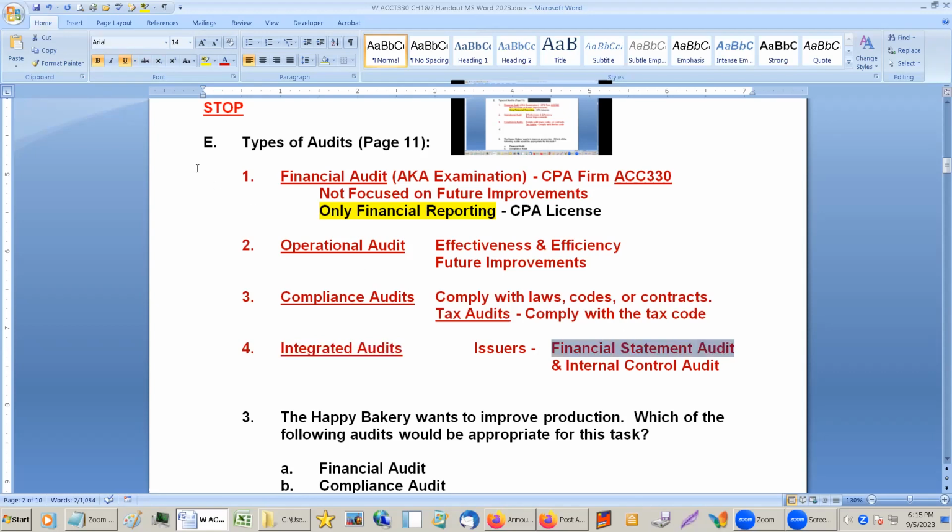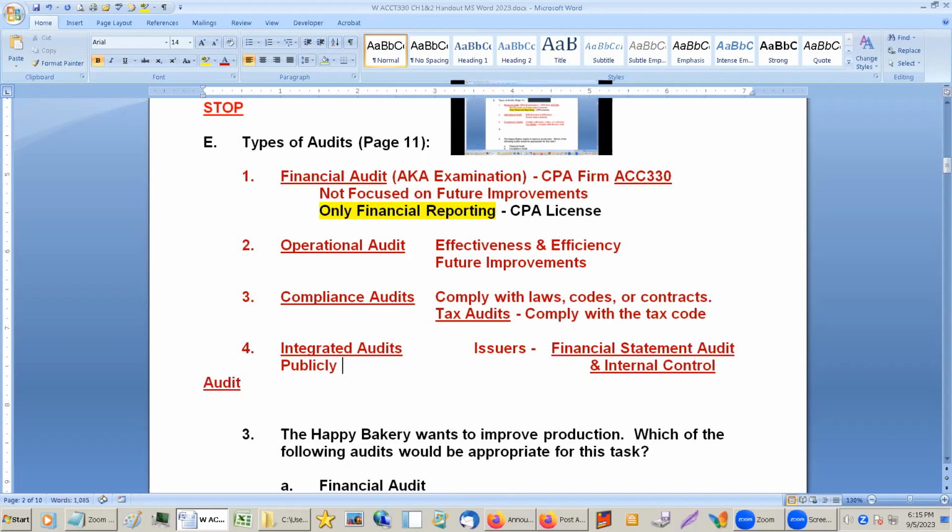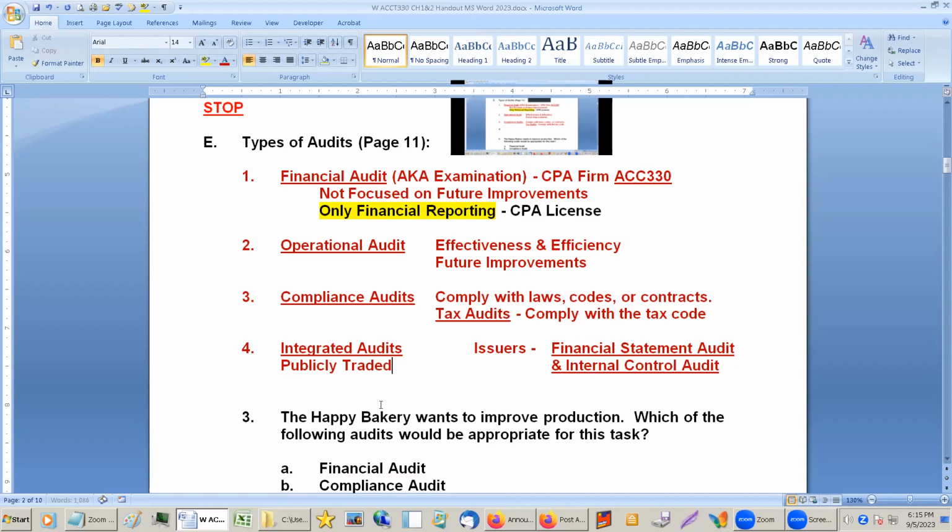Issues of financial statements. So this is companies that are publicly traded. They actually have to have two audits, one of the financial statements and one of the internal controls. And they have to do those together. It's a requirement that if you do the audit of internal controls, you have to also do the financial audit.